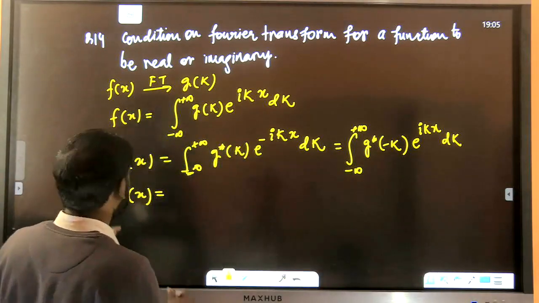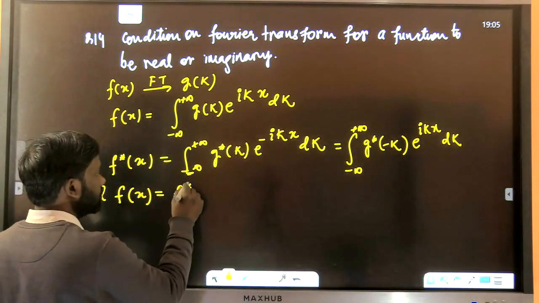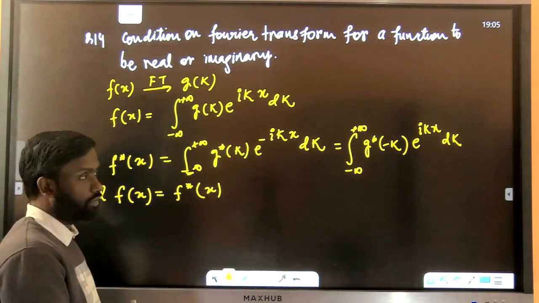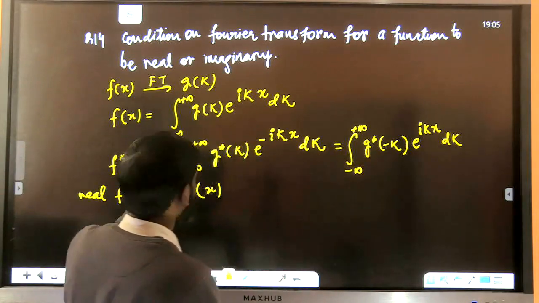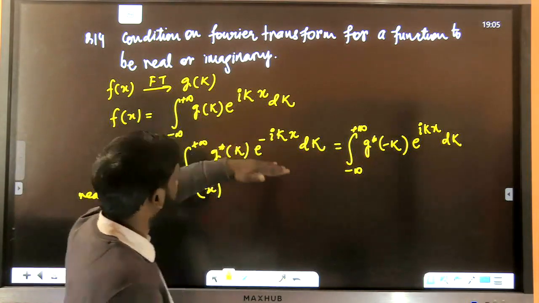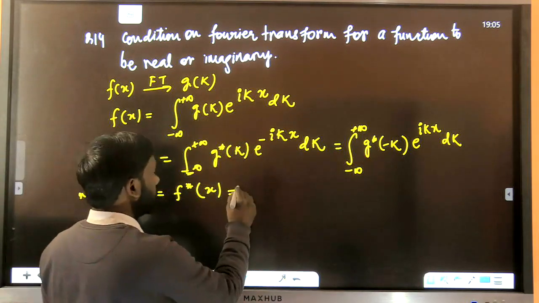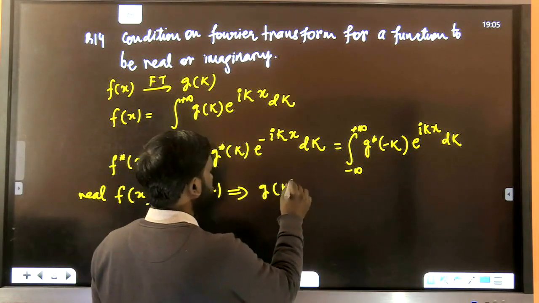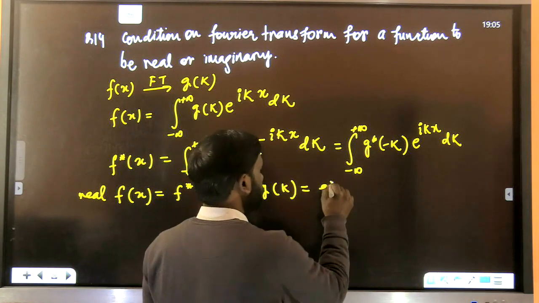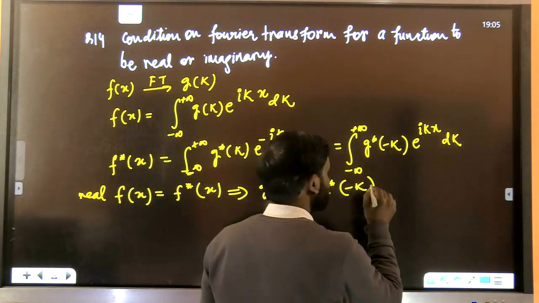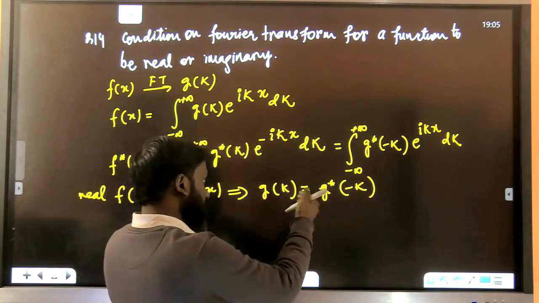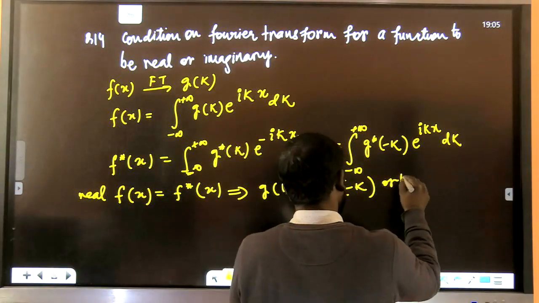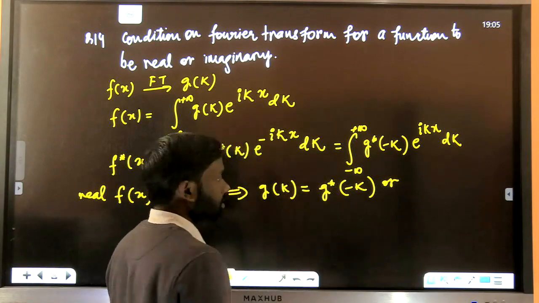Now if the function is real, you should get f of x equal to f star of x. If you equate the two, f of x is this and f star of x is this, so you get g of k equal to g star of minus k. Again, if you replace k by minus k, you get something of this kind.